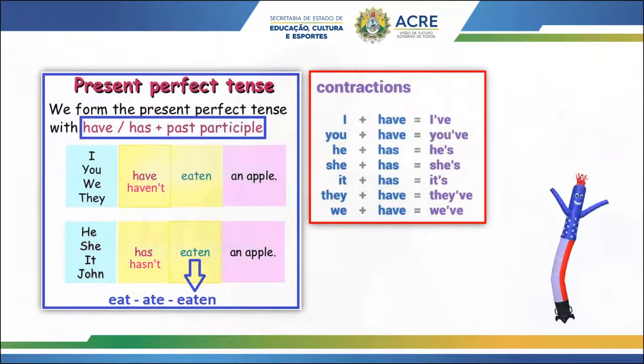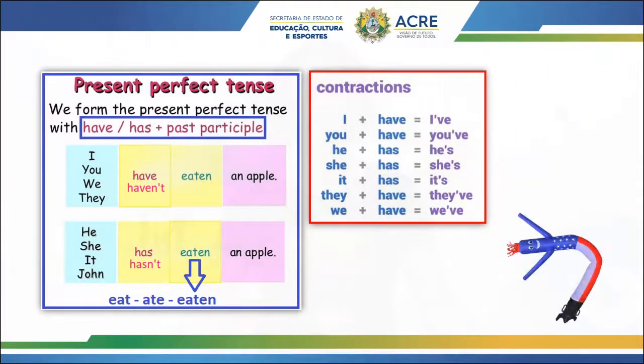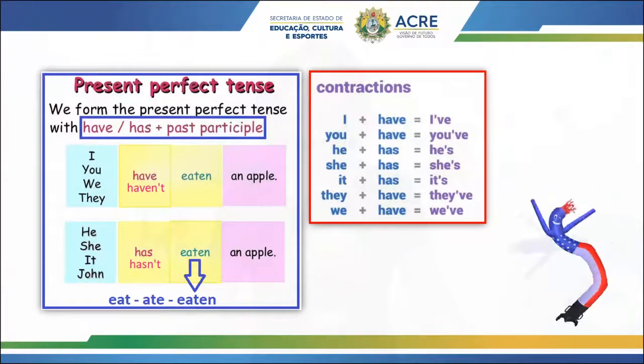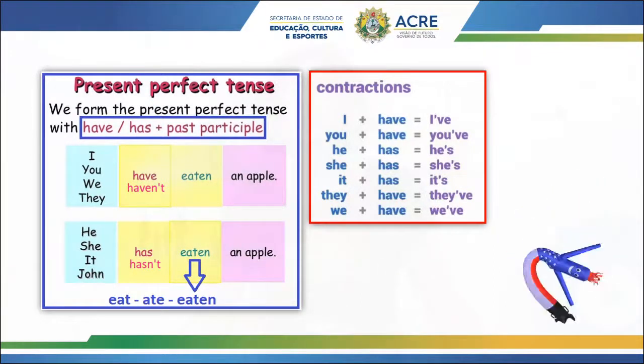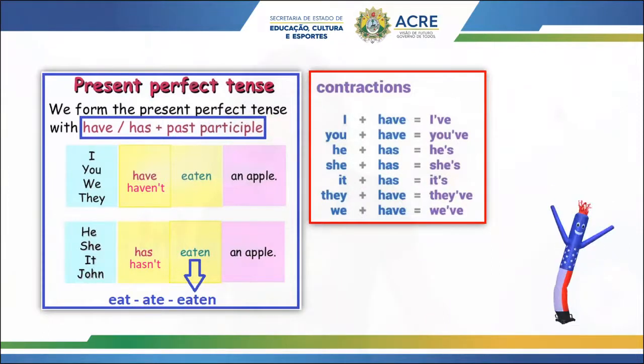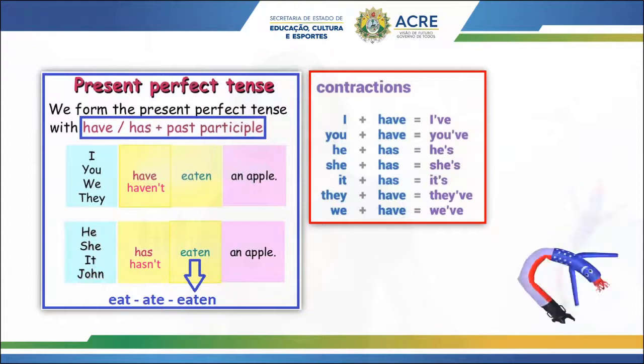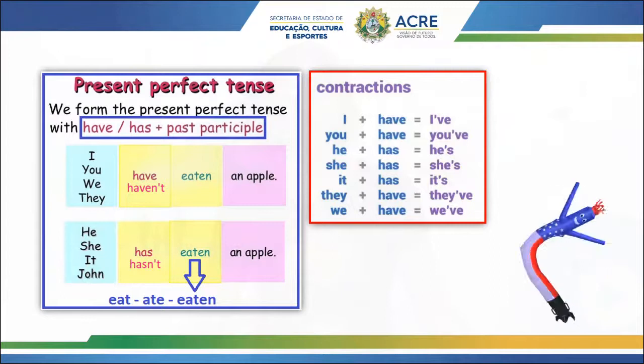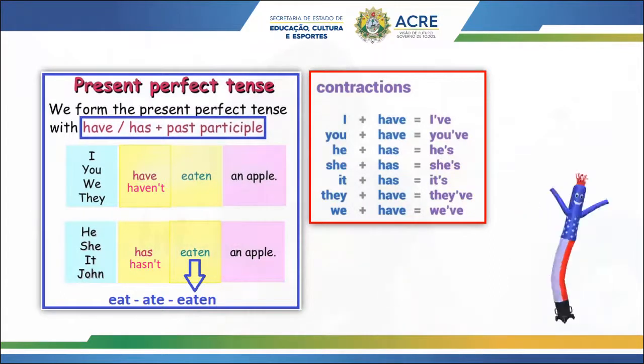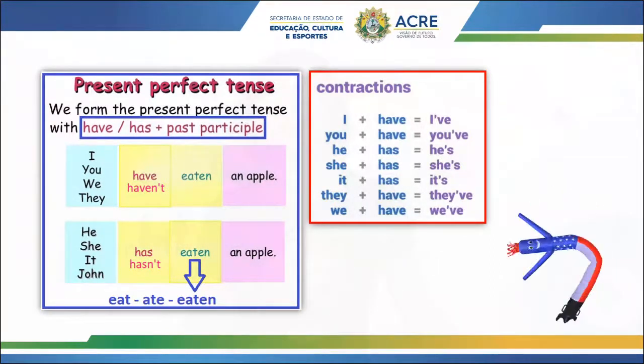The verb has 3 forms. Base form, eat. Simple past, ate. Past participle, eaten. In present perfect tense, we use the past participle, okay? Let's see the contractions. We use the contractions in long sentences, okay? And in affirmative sentences. I've, you've, he's, she's, it's, they've, we've.